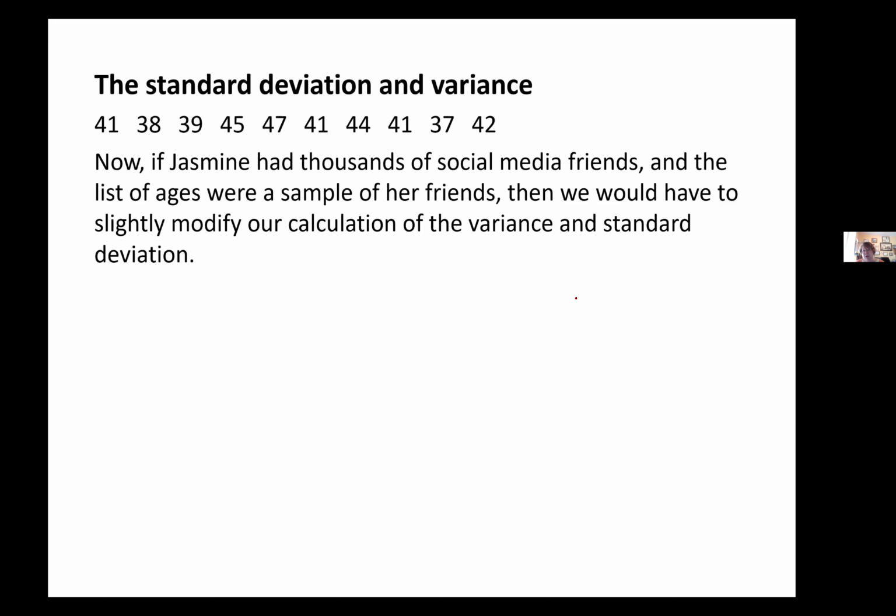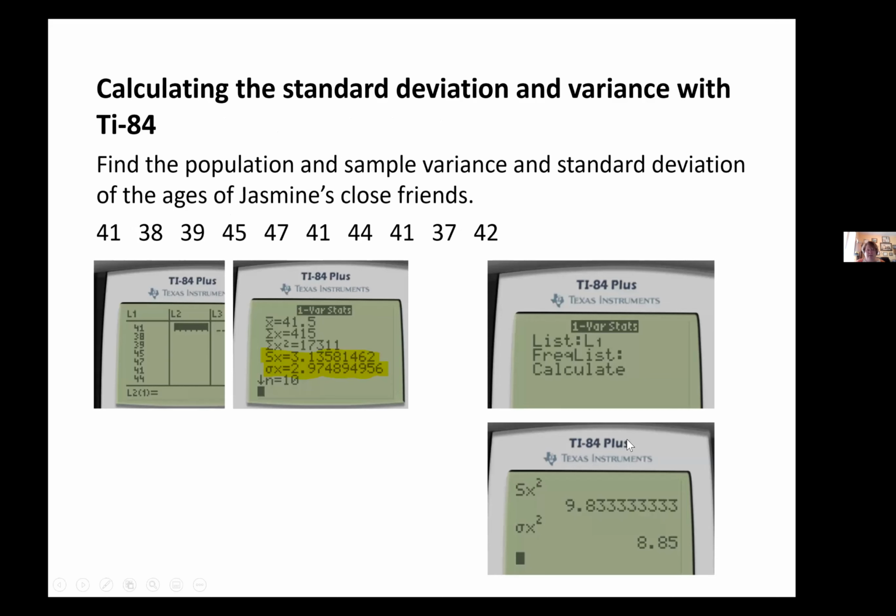And again, since you're going to let your calculator do this, the value you're going to look at, if this is a sample, you're going to look for S sub x. If it's a population, you're going to look at sigma sub x. Okay, so I'm not going to put this in. We're just going to look at this. Because anytime you put a set of data in your calculator and you calculate it for one variable statistics, it will calculate both the population and sample standard deviation for you.